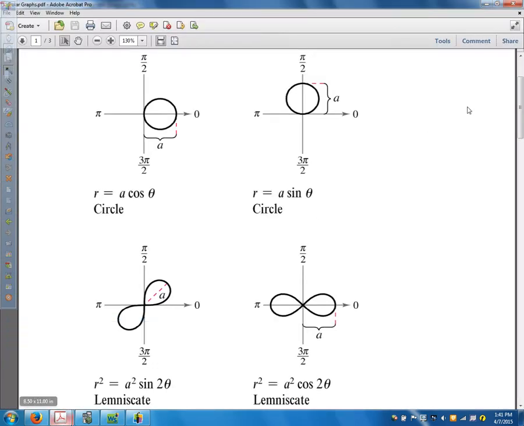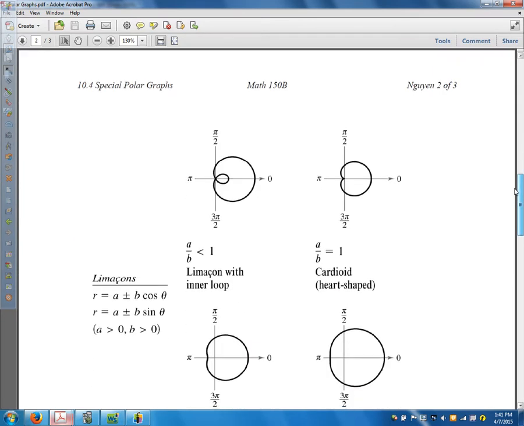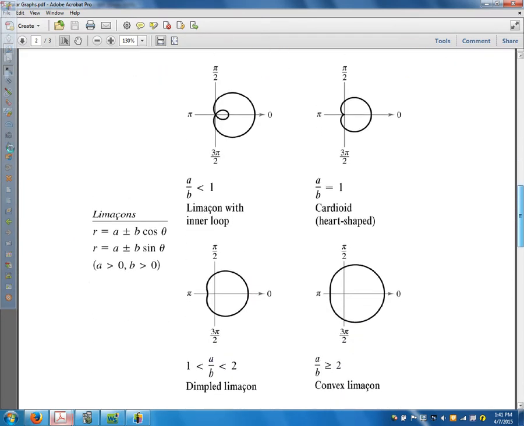All right, let's look at a couple more. These are really nice graphs. These are our limaçons.